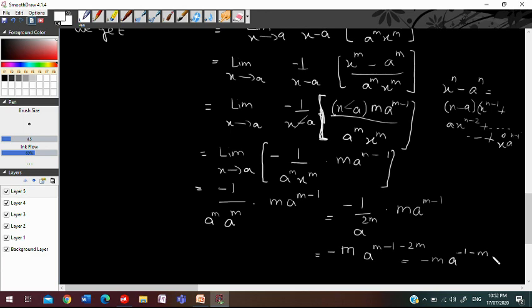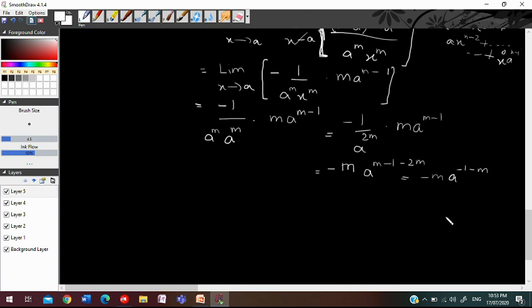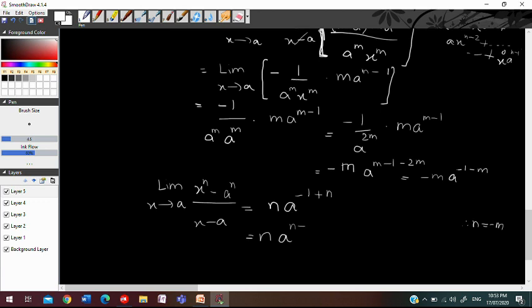And again our substitution was n is equals to minus m. So if we again replace minus m by n, what we get? We get limit x approaches to a, (x^n minus a^n) divided by (x minus a) is equals to, instead of this m we can write n a^(n-1), and minus m is again equals to plus n, or n a^(n-1). So you can see for both values of n we obtain the same result.